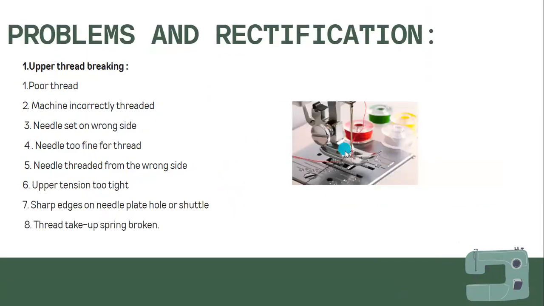The next one is upper thread breaking. This is a very common thing that I experienced while I was stitching this dress. After a few stitches, the upper thread breaks. This is possibly due to poor thread.